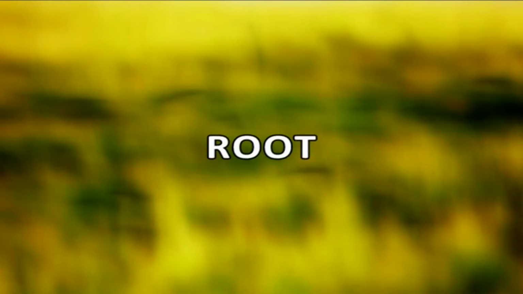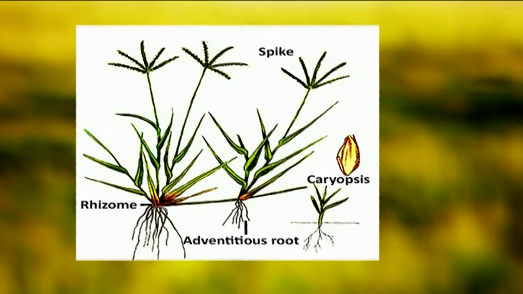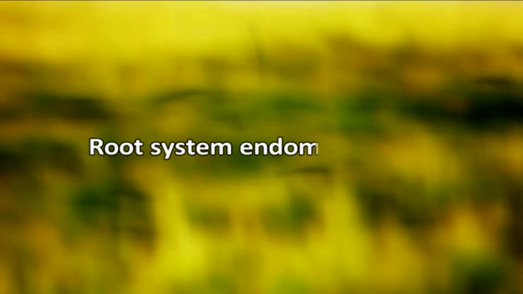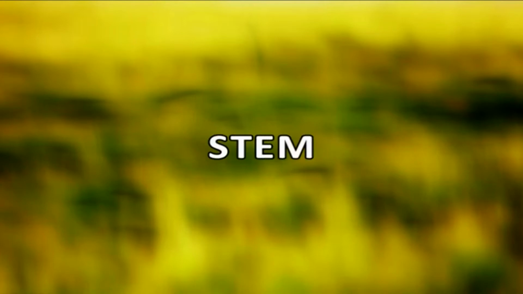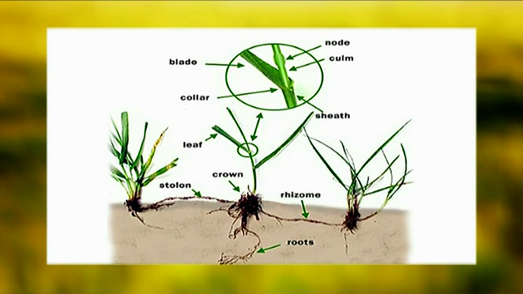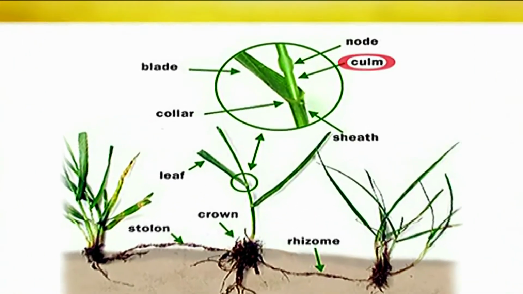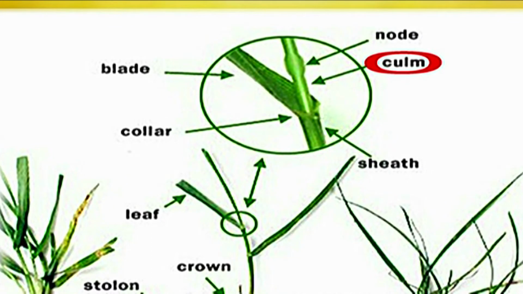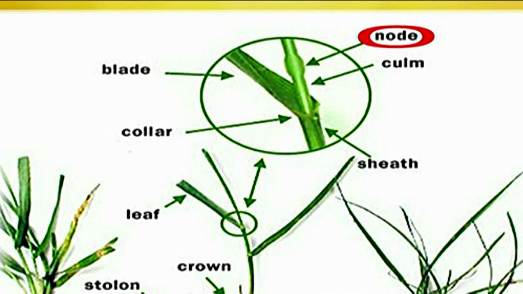Now second, the root. As it is a monocot, here the root system is adventitious. The root system is often endomycorrhizal. Now the stem. In this case, the stem is commonly known as culm. These are rounded or elliptic in outline, woody textured in the case of bamboos. The stem shows hollow internodes but jointed and swollen nodes associated with silica bodies.